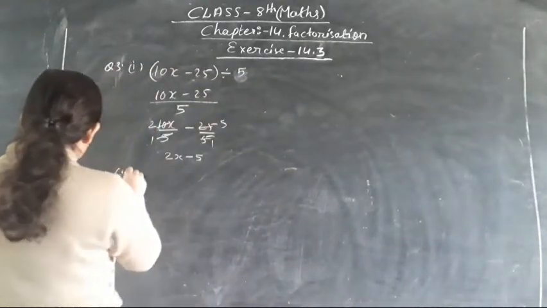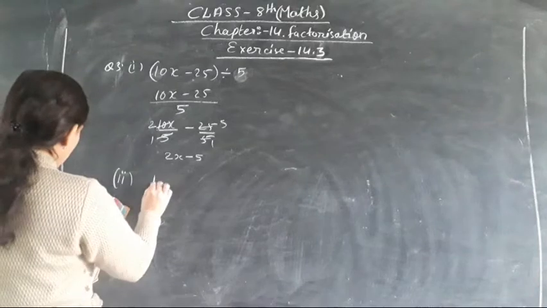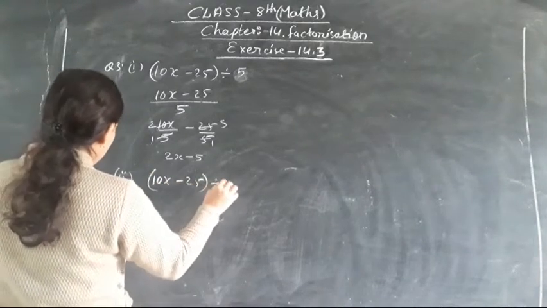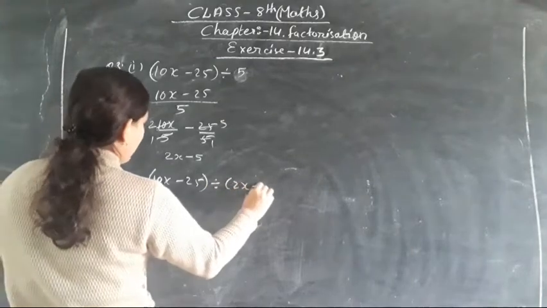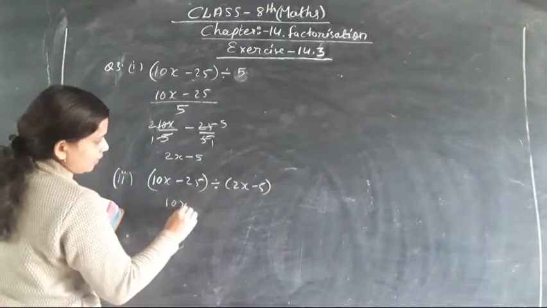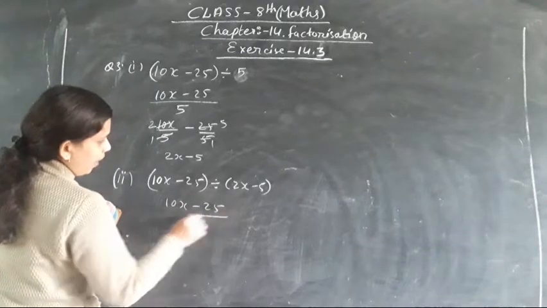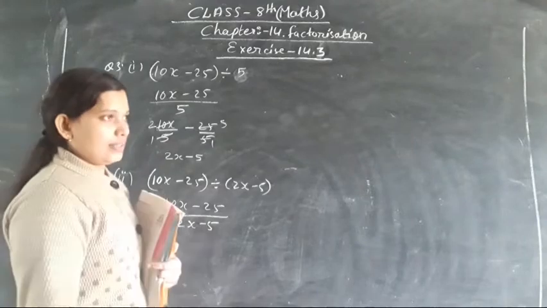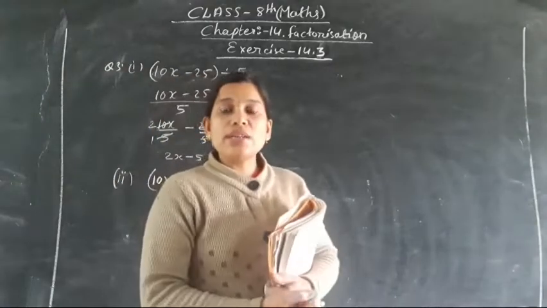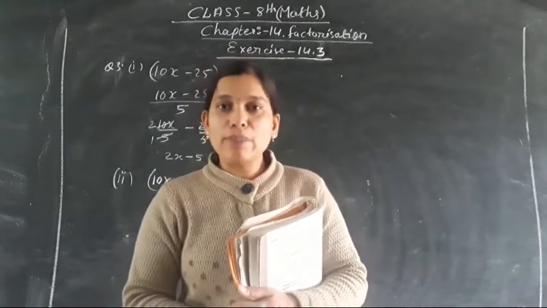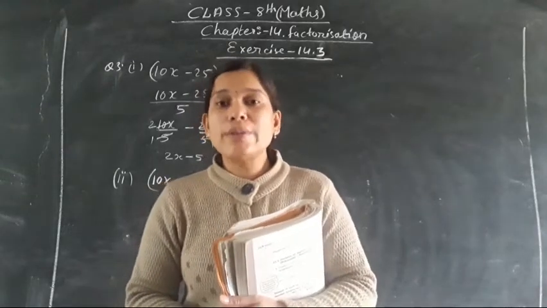What is the second part of question number 3? 10x minus 25 divided by 2x minus 5. This is the question we are having. So how to solve 10x minus 25 upon 2x minus 5? Now you will say, teacher, here a binomial term is going to be divided by a binomial term, so how to separate the terms?